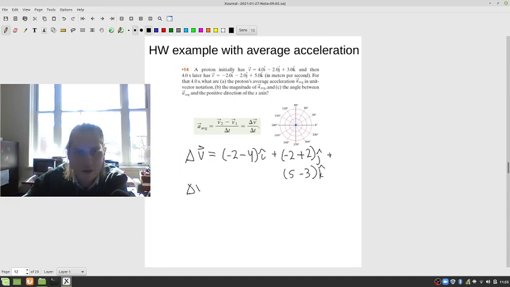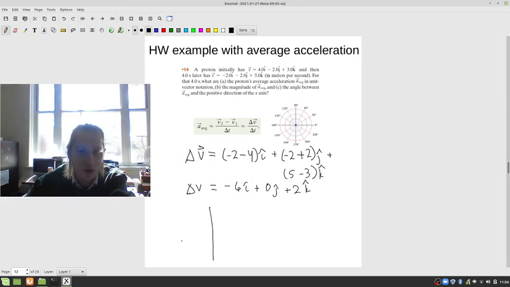Okay, so our delta v then would be minus 6i plus 0j plus 2k. And then for our average acceleration, we would have to divide that by 4. So each one of those gets divided by 4 to get your average acceleration.